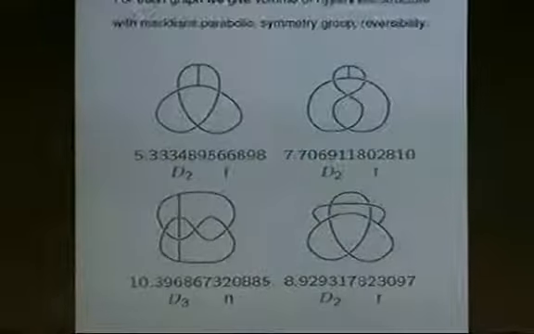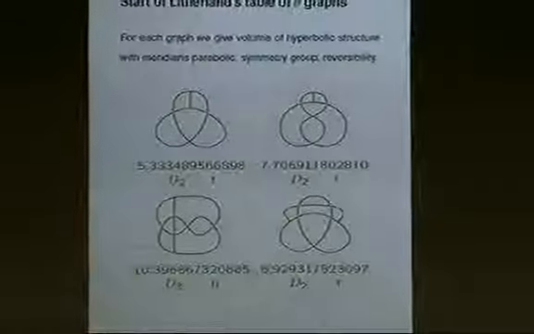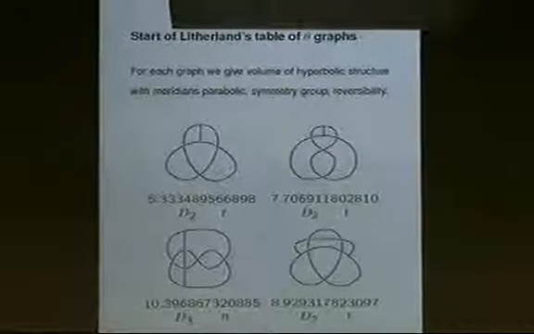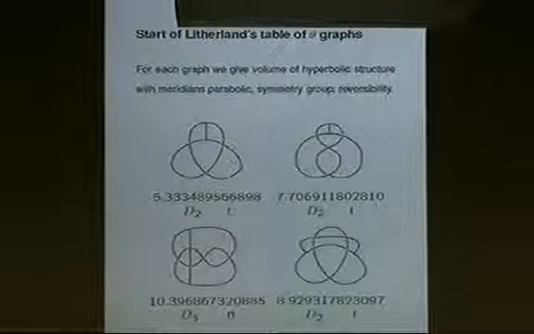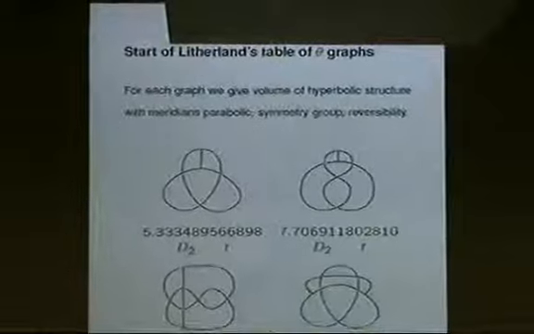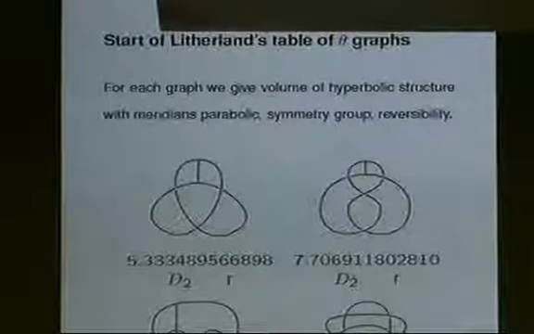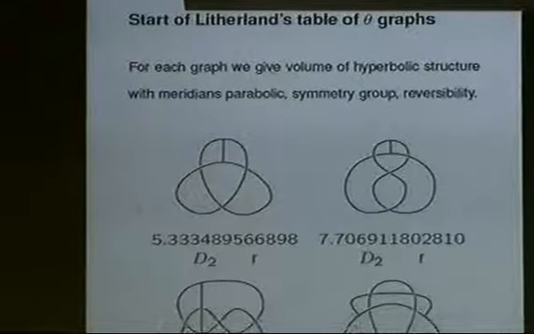We also get some extra information about symmetries. So for instance, this first one has a symmetry group D2. That's a dihedral group with 4 elements. This is also D2. This has a symmetry group D3, and so on.